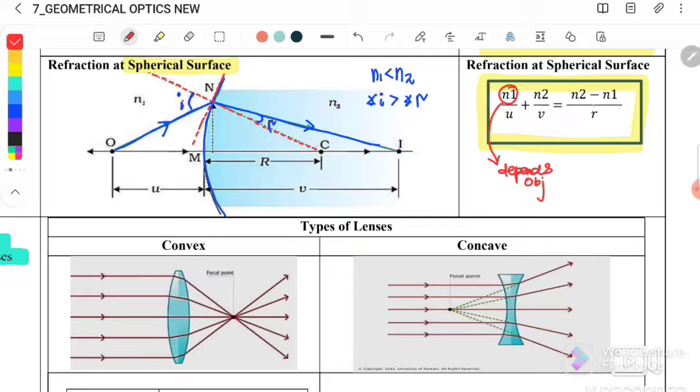And then for R, we also have the sign convention. If it is positive, it means the surface is convex. If it is negative, it means a concave surface. So this one you must remember.